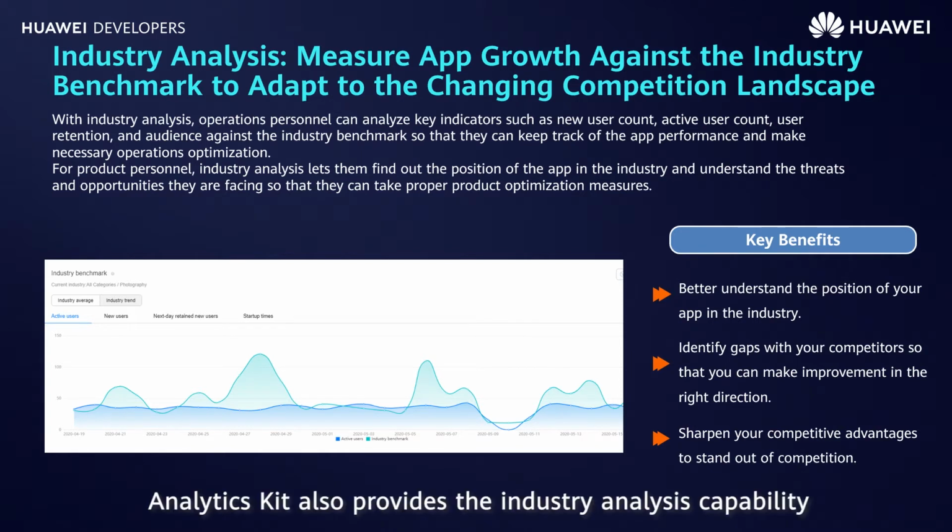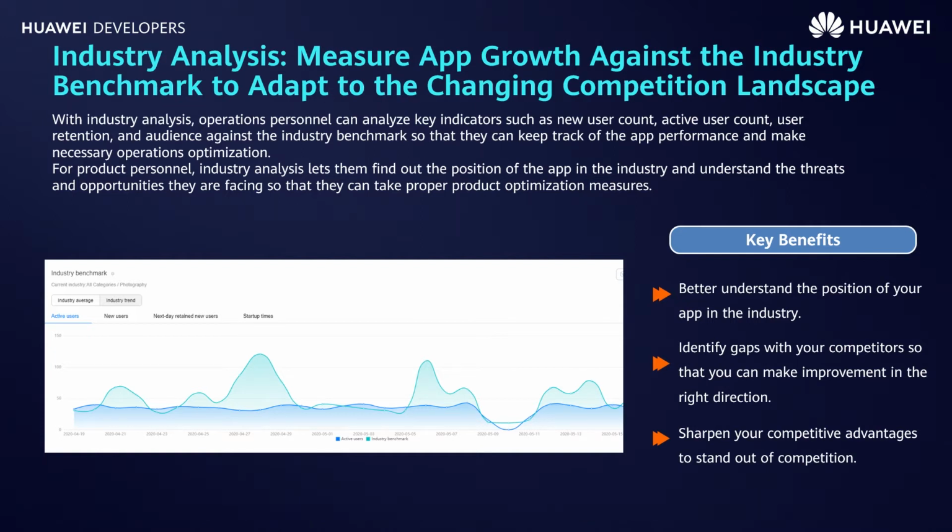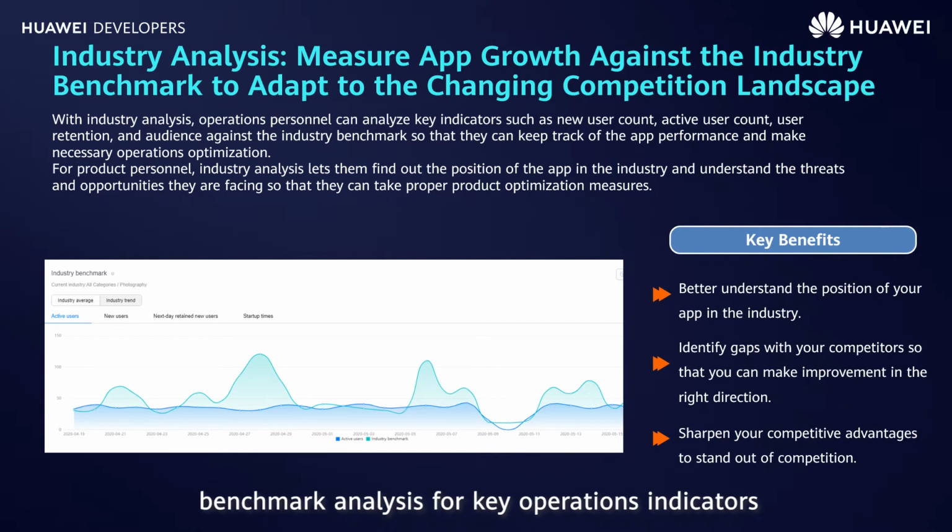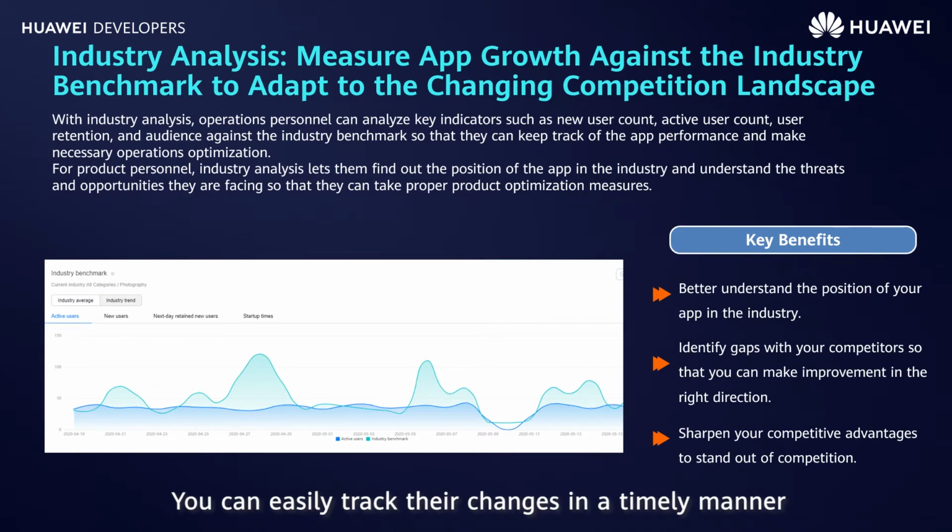Analytics Kit also provides the industry analysis capability. The project overview page provides industry benchmark analysis for key operations indicators, such as the number of new users, number of active users, number of new users retained on the next day, and the number of startup times. You can easily track their changes in a timely manner.